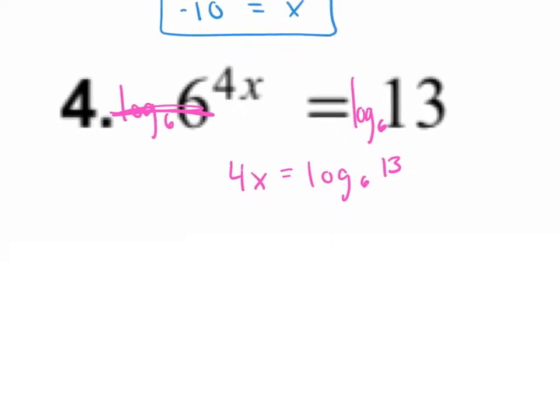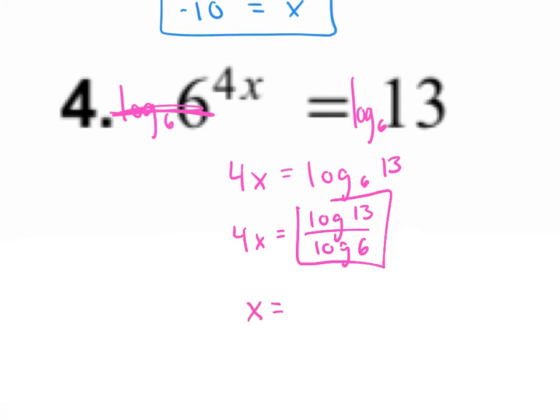What do I have to do next? Change of base formula. So log of 13 over log of 6. I want to put this into my calculator and get whatever that is and divide it by 4. So what do I get for x? 0.358. Everybody agrees? Awesome.